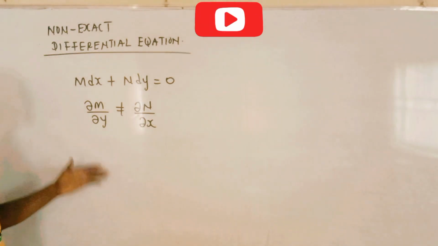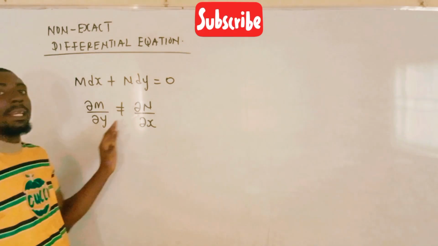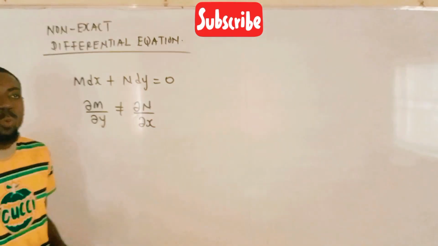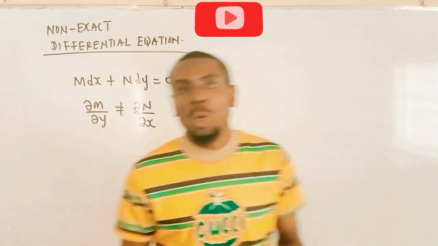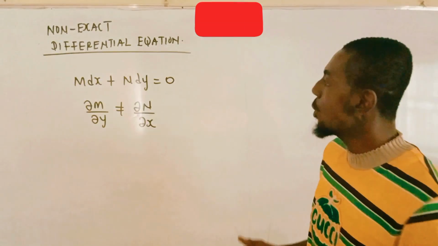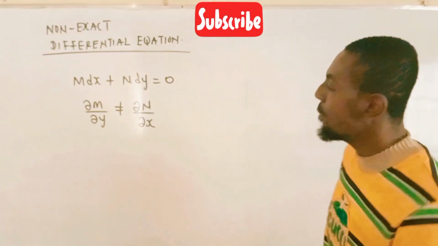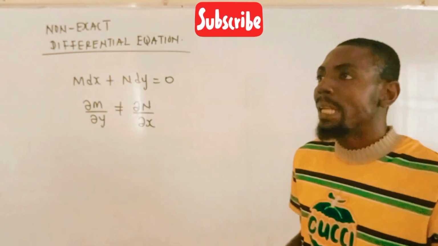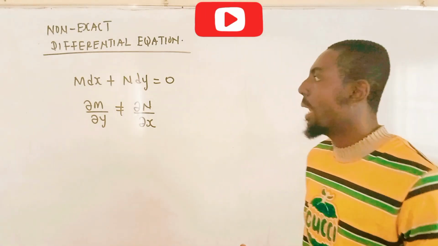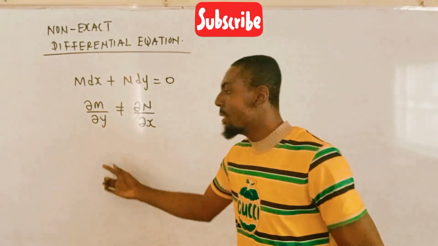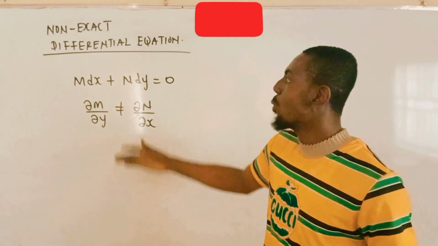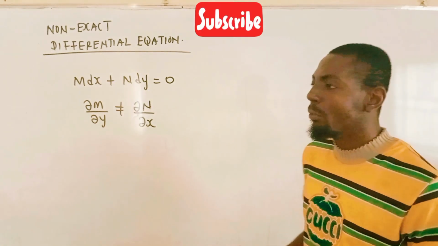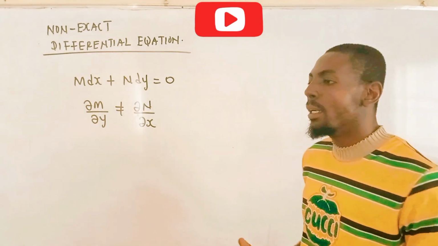So if the partial differentiation of M with respect to y is not the same as the partial differentiation of N with respect to x, then the equation is said to be non-exact. And for us to continue the solution, we have to find the integrating factor such that the equation will be what? Exact. We're going to find the integrating factor and use it to multiply the original equation so that we can make the equation exact before we continue the solution.